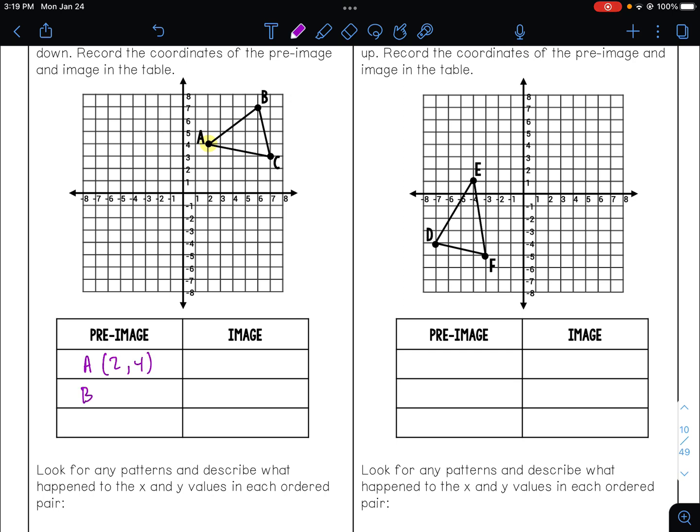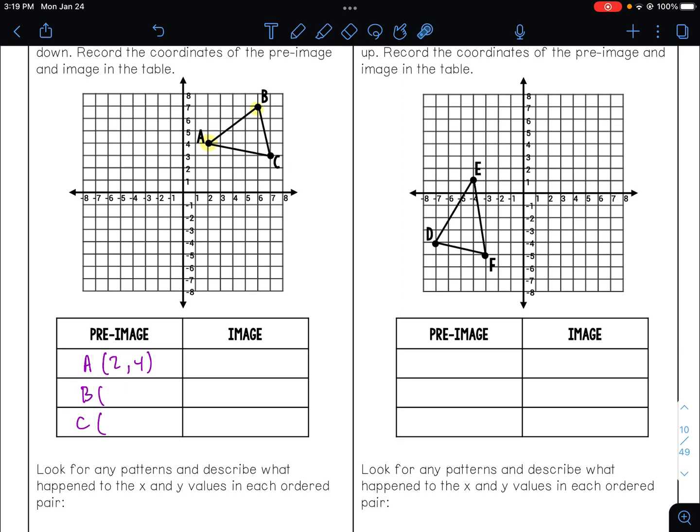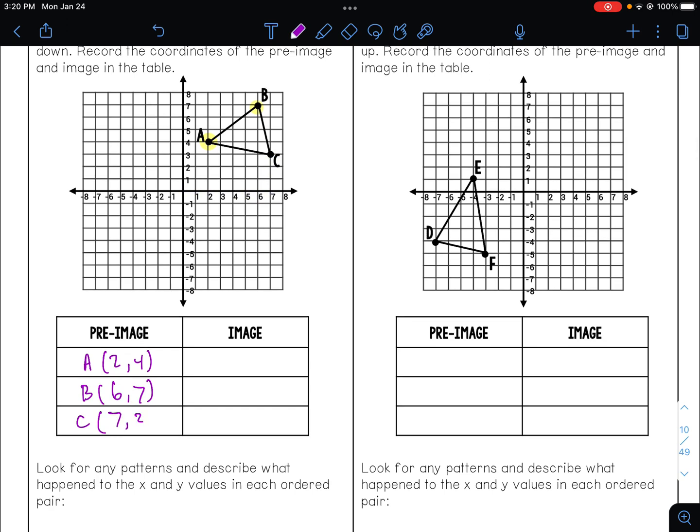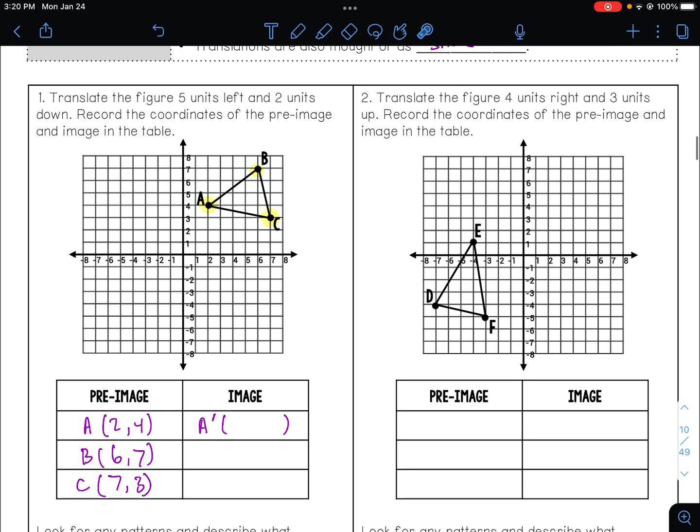Let's do B and C as well while we're at it. B is 6 and 7, right? And C is 7 and 3. All right. Now, our new image, we're going to label it with a prime, so A prime. So what we're going to do is take each point of our image, and we're going to translate it. We're going to move it 5 units left and 2 units down.